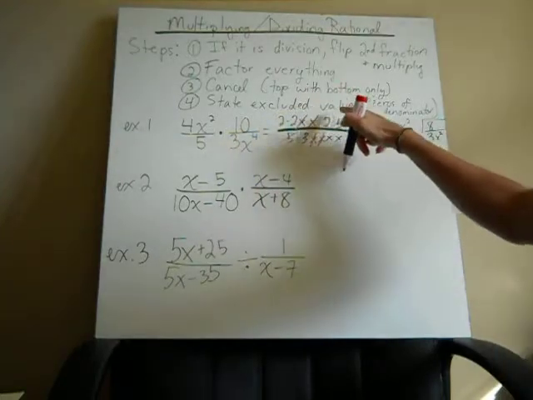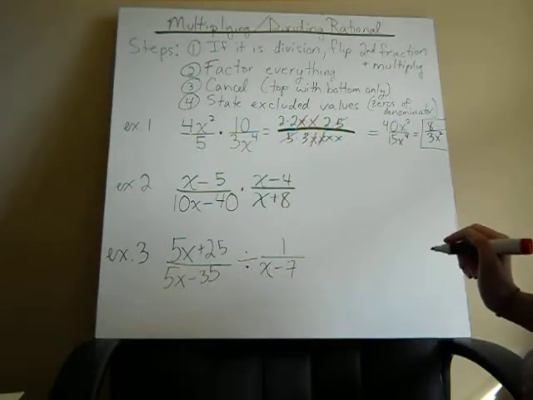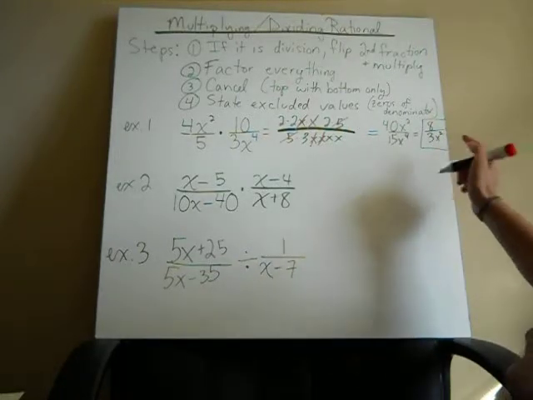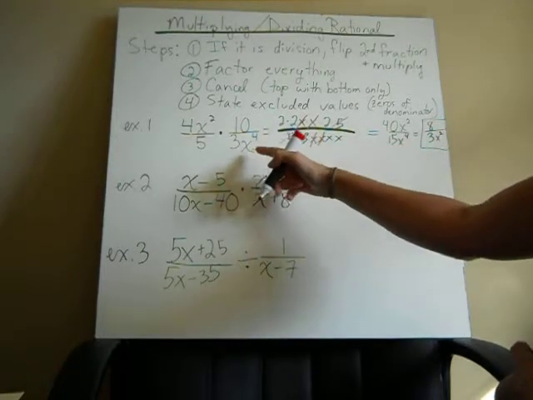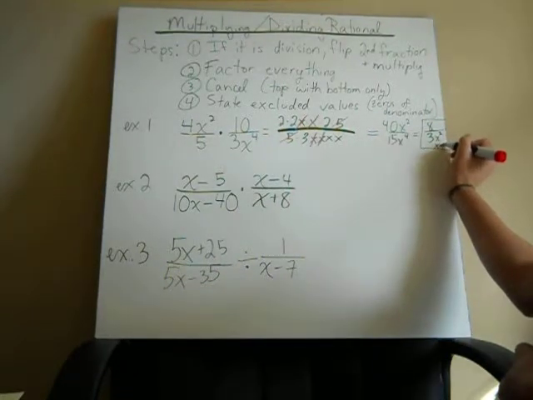Alright, the excluded values. The excluded value is what would make the denominator equal to 0. Because you can't divide by 0, and you know that. So on this one, if x were 0 here, then the whole denominator would be 0, so for this one, x can't equal 0.